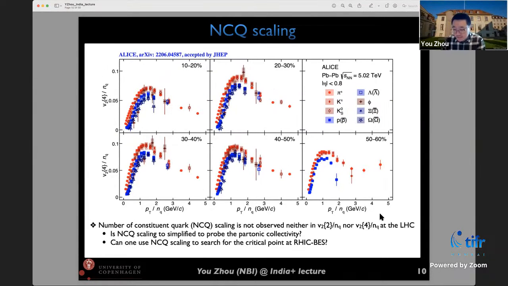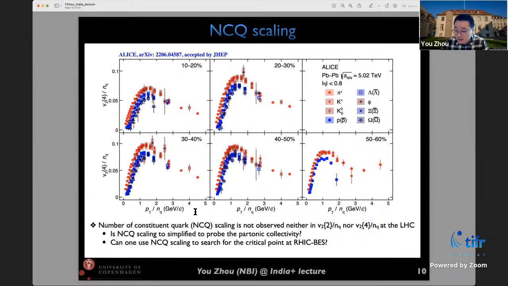And then for some of you who know about identified particle flow measurements, a popular way to look at the data and try to extract further information is by looking at the number of constituent quark scaling. And the idea is rather simple. For baryons, we know they have 3 constituent quarks, and for mesons, 2. It was expected that if the flow is carried by the quarks, then one would naively expect number of constituent quark scaling if you plot V2 divided by NQ versus PT divided by NQ. And this kind of NCQ scaling was confirmed at RHIC back in 2005 by STAR and by PHENIX.